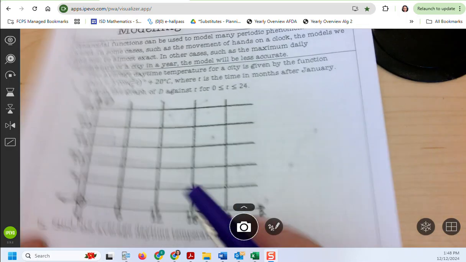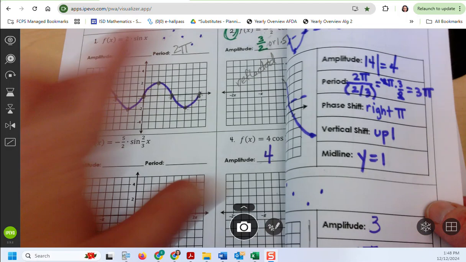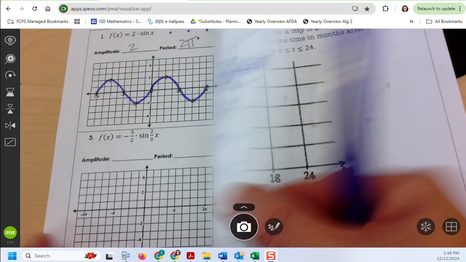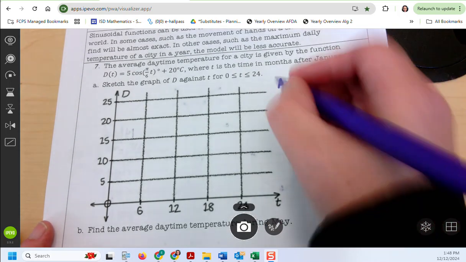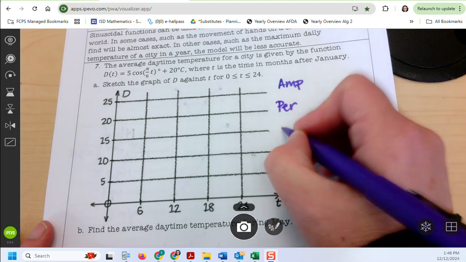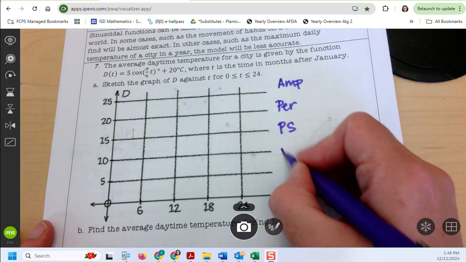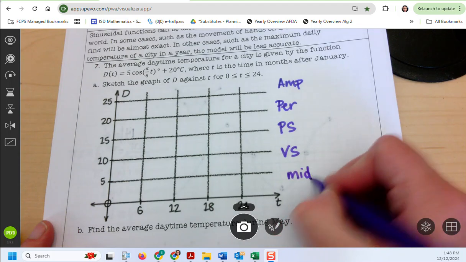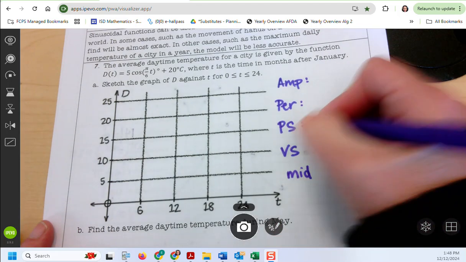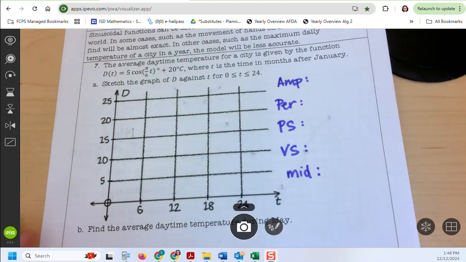So if we look back here, we can write the same words: amplitude, period, phase shift, vertical shift, midline. Amplitude, period, phase shift, vertical shift, and then midline. So often a problem won't ask you those words, but knowing that those are the things you're looking for will be helpful so that you can graph it. There's a lot to keep track of. It's really hard to graph these without some organization.